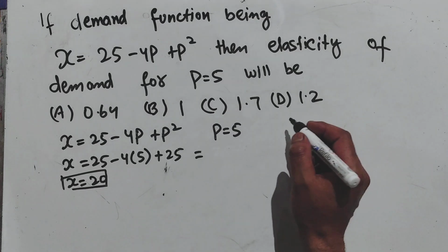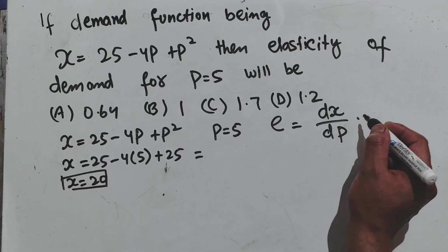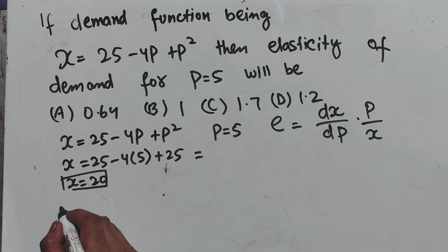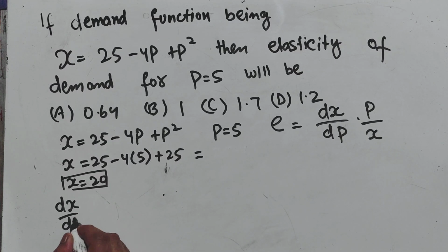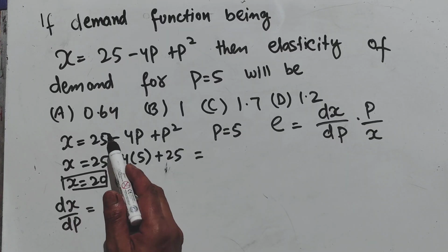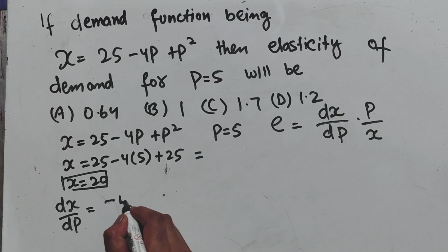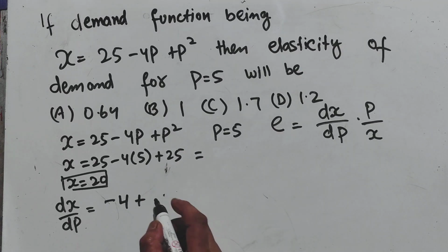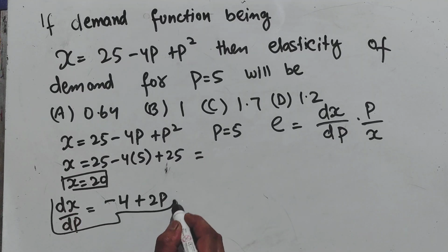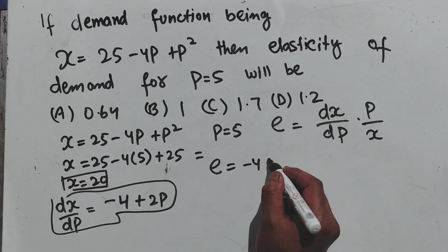Now we know that elasticity of demand is given by the change in the quantity demanded due to the change in the price, times price upon the quantity demanded at that very price. So we need to find out the derivative dx upon dp. That is the change in the quantity demanded due to the change in the price. So taking the derivative of this function with respect to p, the derivative of a constant is 0. The derivative of p in the second term is 1, so we are left with minus 4 plus the derivative of p square, which is 2p. This is our derivative.